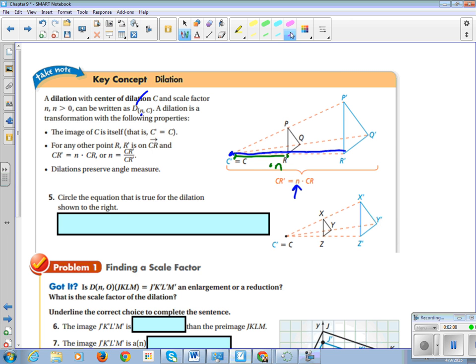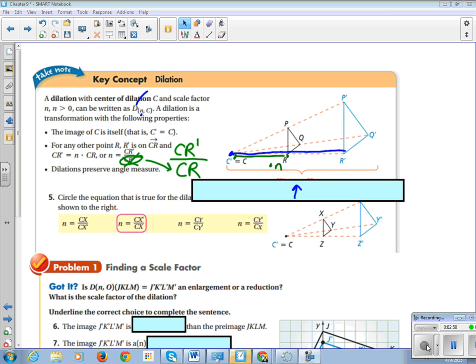Make sure you put it on your notes: N is equal to CR prime over CR. All right, so your paper has a typo on it. Make sure you change that to CR prime over CR. And then dilations preserve angle measure. So even though your side lengths, say this, are changing, your angle measures are staying the same.